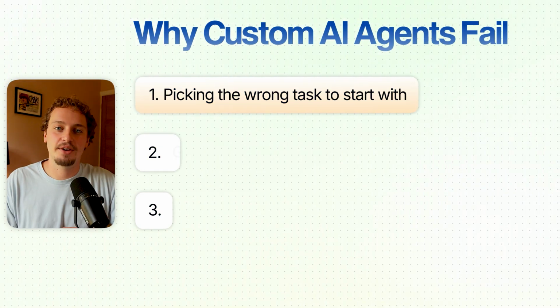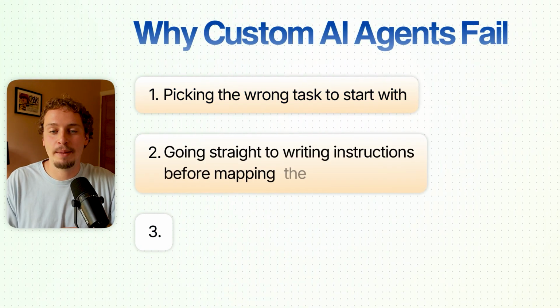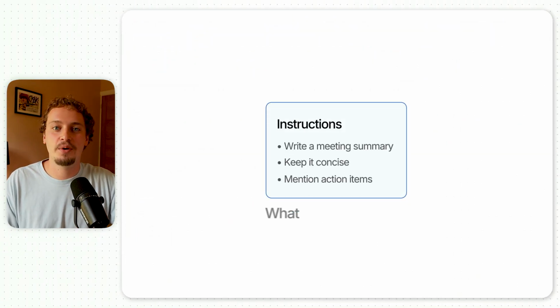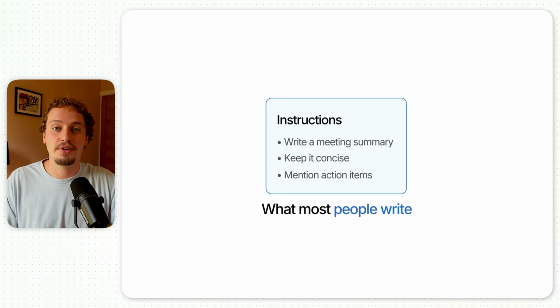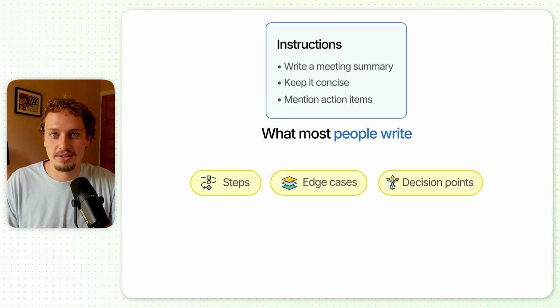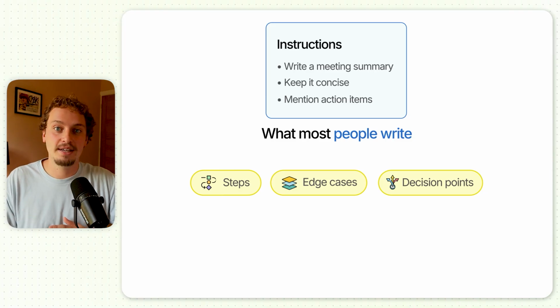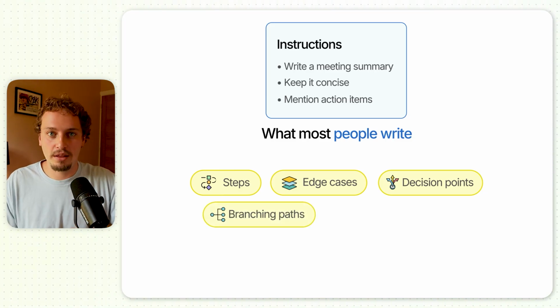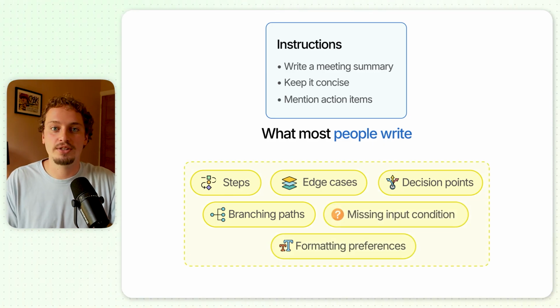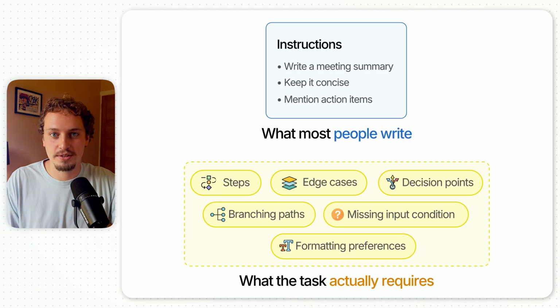The second mistake is going straight to writing instructions before mapping the process. People sit down, open a blank page, and start describing what they want the agent to do without having first thought through every step, every edge case, every decision point in the task. But most tasks are actually more complex than they first appear. There are branching paths, things that happen when the input is incomplete, formatting preferences that are obvious to you but would never occur to an AI. If you haven't mapped the process first, those details don't make it into the instructions. And then you wonder why the output is almost right, but never quite.